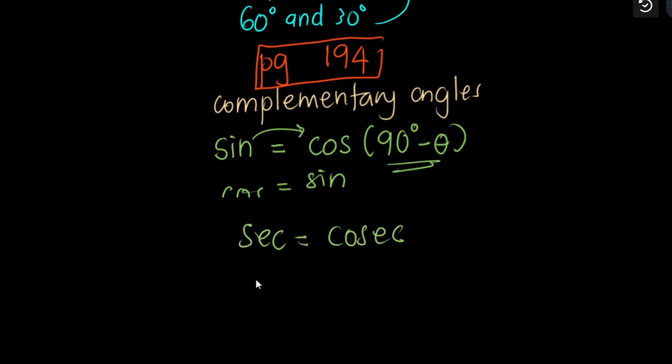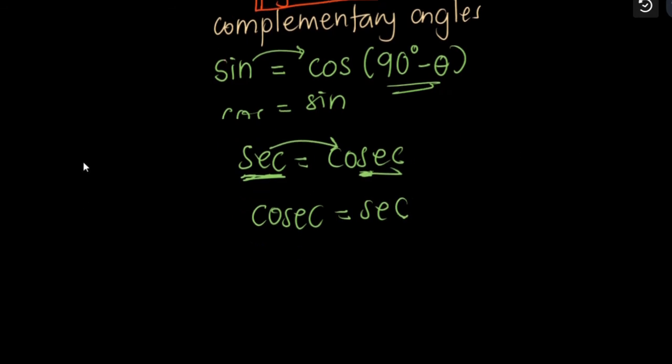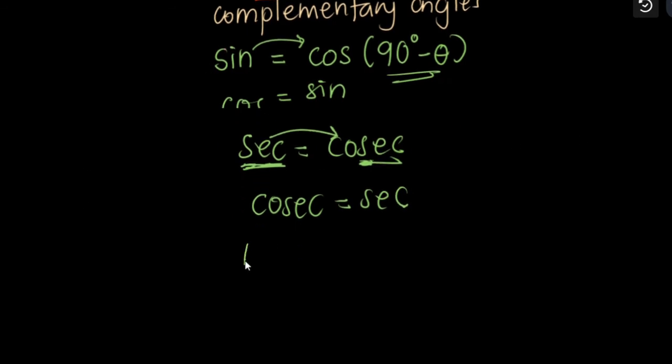Who's the best friend for secant? Cosecant. See the third letter. Remember the third letter. Secant and cosecant, these two are best friends. If I get cosecant, who is the best friend? Secant. Now you will understand why the teacher is saying best friend. Tangent's best friend is cotangent. Cotangent's best friend is tangent.